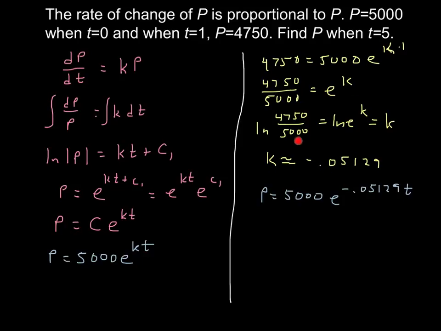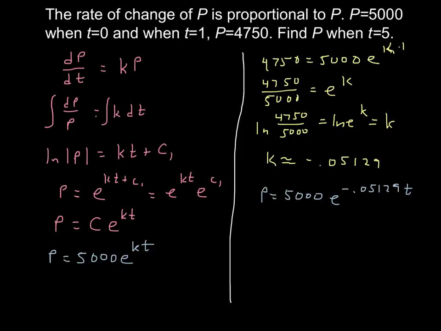And then take the natural log of both sides. So I have the natural log of 4750 over 5,000 equals the natural log of e to the k, which you should remember that when you take the natural log of e to something, those are inverse functions, so they undo each other, and the result will just be k. So plugging this into my calculator, I get k would be about equal to negative 0.05129. And so our particular solution to this differential equation problem is P is 5,000 e to the negative 0.05129t.